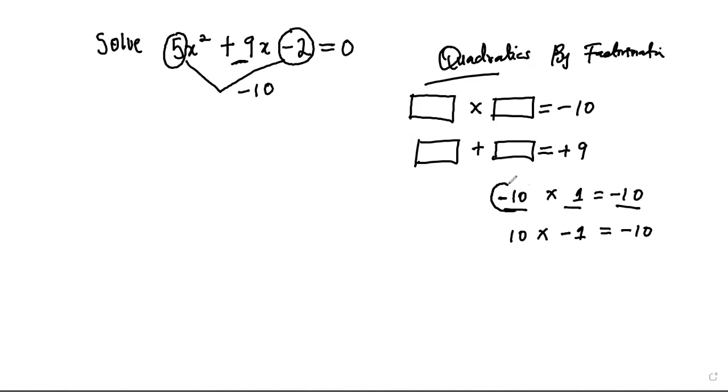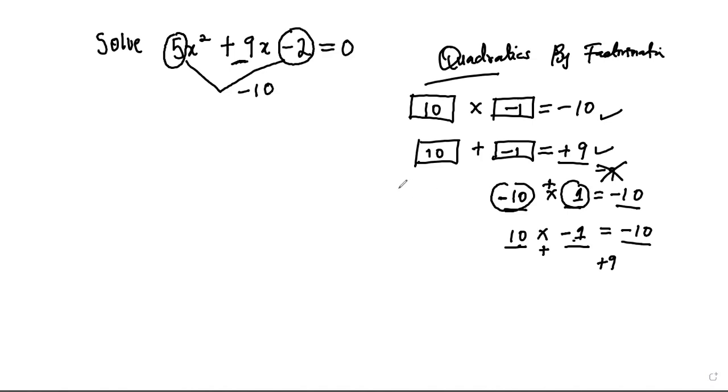So minus 10 plus 1 will give me minus 9, which is not what we are looking for. We're looking for a positive 9. So let us see the other option. 10 times negative 1 will give me negative 10, which is fine. And 10 plus minus 1 is going to give me a positive 9, which is still okay here. So that means the values we are looking for are 10 and minus 1.